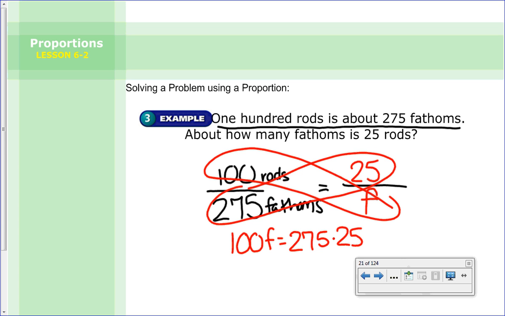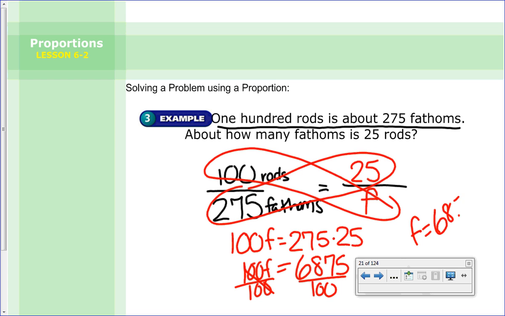And if you solve that one, 275 times 25 is 6,875. And again, I'd solve for F by dividing by 100. And you end up with F is 68.75 fathoms. Again, if there's a word problem, you need to have a label. So that would be my answer.